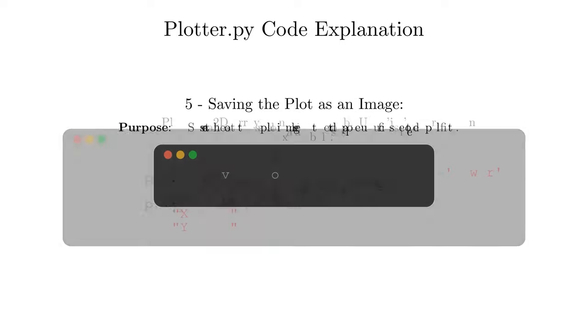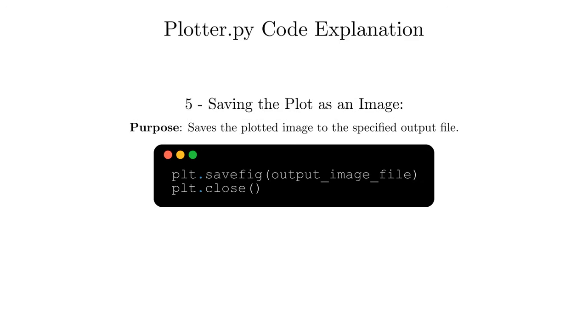Step 5. Saving the plot as an image. plt.savefig saves the plotted image to the specified output file, output_image_file, which in this case is phase_plot.png. plt.close closes the current plot to free up memory, especially important when running scripts that generate multiple plots.